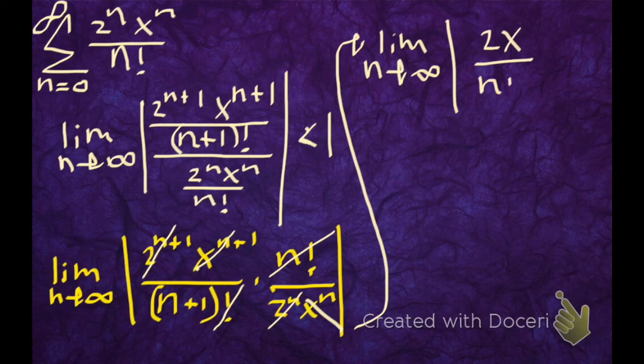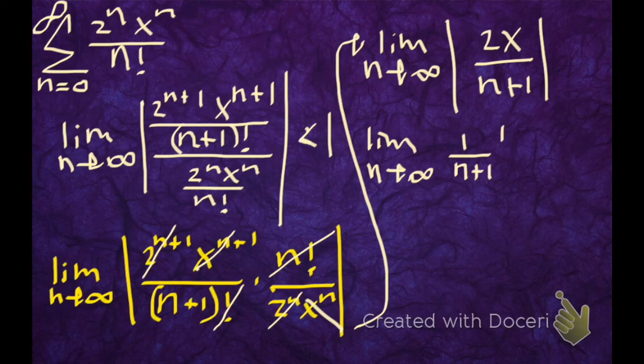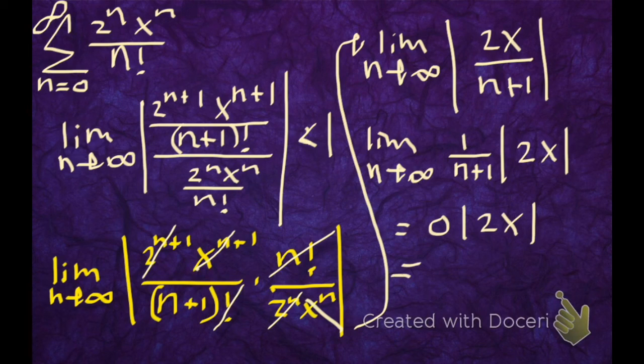Oh! And then left on the top, I have 2x divided by n plus 1. And I pull that n plus 1 out because it's always positive. I don't need to worry about that. I'm talking about positive n's. So in the end, when we run that limit, we get 0 times that. And now the question is, when is 0 smaller than 1? Oh, everywhere. And that's why this converges everywhere.